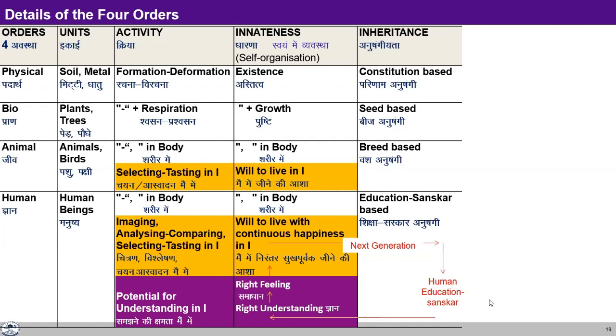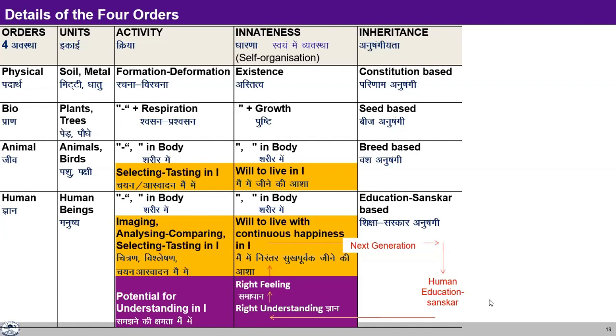Right, sir. This inheritance is atypical with the human order only. The inheritance for the bio order and animal order is specific and fixed. In the case of the other three orders, the inheritance is fixed. But inheritance with the human being is being changed. It is typical.